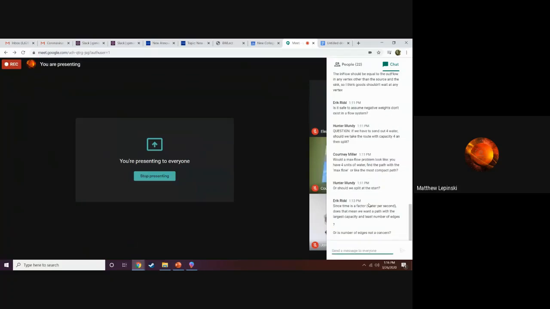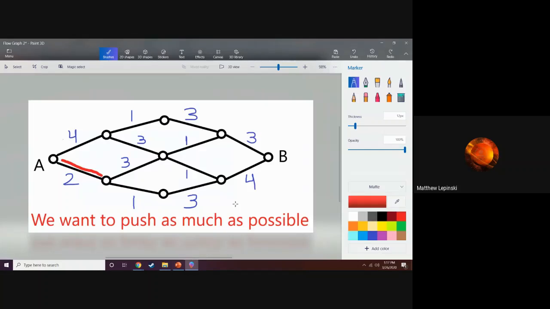Let me check back with Eric. No, so Eric, the number of edges isn't a concern. You could imagine variations on this problem, where maybe a variant is to consider the time propagation of different paths.